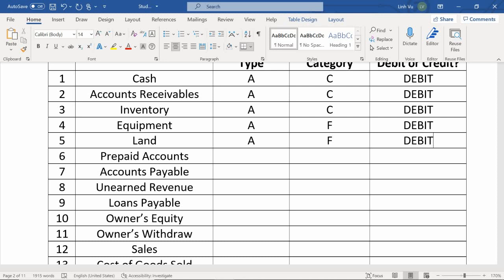Okay. What about a prepaid account? I'll give you an example of a prepaid account. Prepaid rent. Advance payments that you've made in advance for services. Prepaid accounts. An expense? It is not an expense. It's an asset. It's very similar to an expense though, because you're probably thinking, okay, rent. Rent is an expense, right?